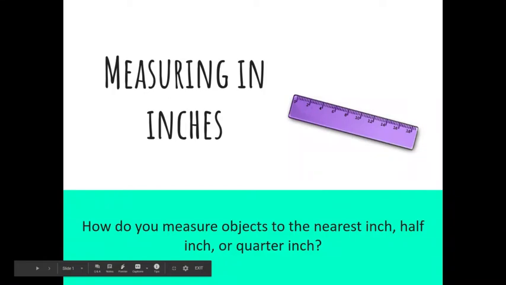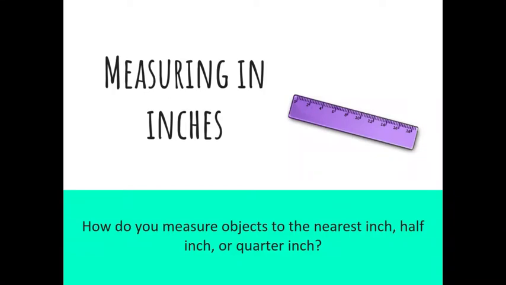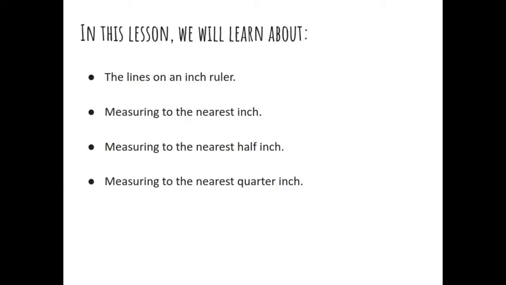Today, we are going to learn a different type of measurement. In our chapters, we learned about measuring time. But normally, when we think about measuring, we think about measuring in inches or feet or centimeters or meters. Last year in second grade, you learned about the ruler and measuring in inches or centimeters on it. Today, we're going to learn about measuring objects to the nearest inch, half inch, and quarter inch.